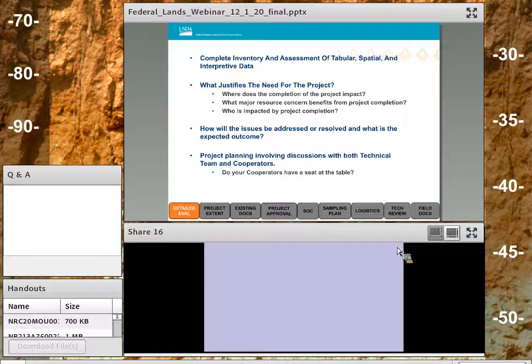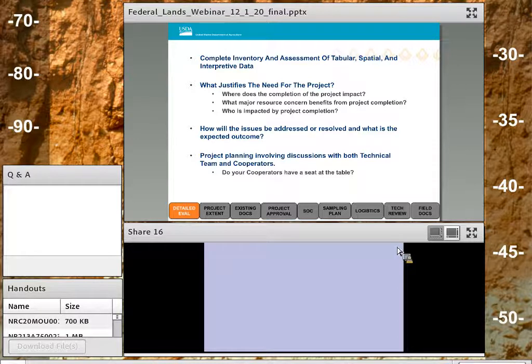So this part of it, the detailed evaluation, is also asking what is the justification for the project? Where does the completion of that project impact? What major resource concerns benefit from project completion? Who is impacted by the project? How are these issues going to be addressed, resolved, and what's the expected outcome?